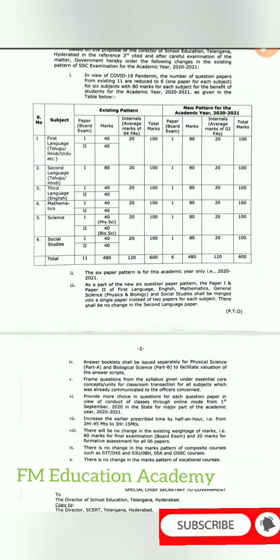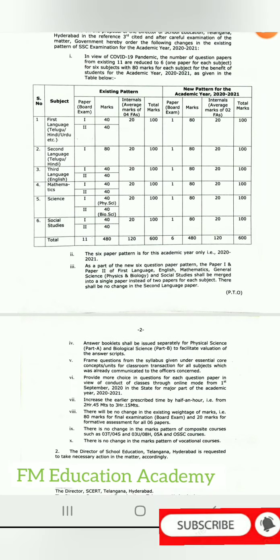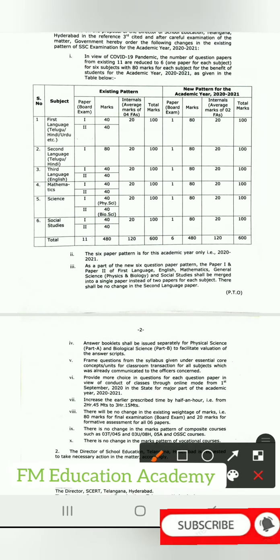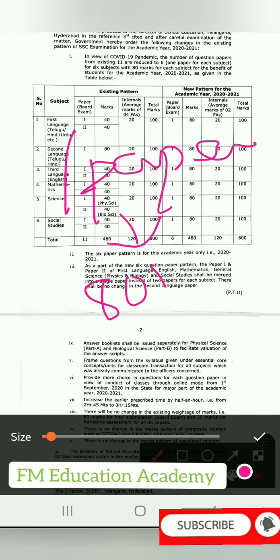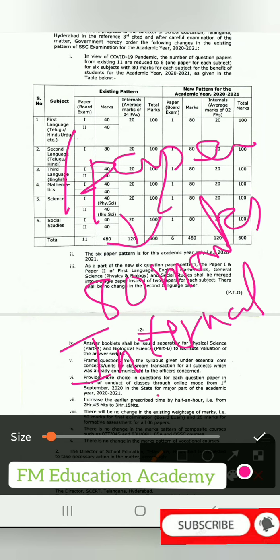Then there shall be no change in the existing weightage of marks. That is, 80 marks will be there for the final examination, the board examination, and 20 marks will be there for formative assessment for all these 6 papers. So basically you got to know 4 points from this. One is only one paper for one subject, and each paper will consist of 80 marks. Second thing is, the question paper will consist of many internal choice questions. That is, for many questions you will have options.